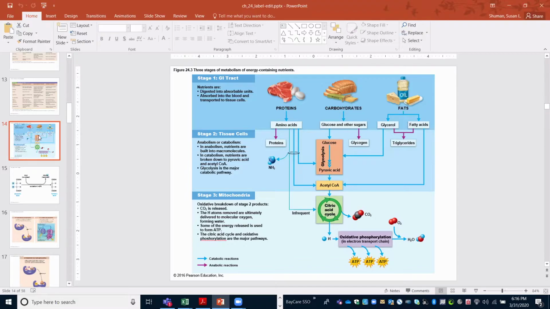Okay, so cellular respiration, in the cell, we take glucose through a process called glycolysis to form something called pyruvic acid and acetyl-CoA. And then in the mitochondria, we're going to go through the Krebs cycle and through something called oxidative phosphorylation to form ATP. Okay, so this is what's coming up.